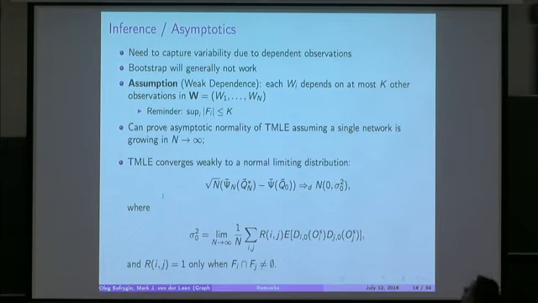Now, we make an additional assumption referred to as weak dependence, where we say that each baseline covariate depends only on a finite number of other baseline covariates, which is k at most. And remember, we bounded our friend sets by k, so this is where it essentially comes from. Under this weak dependence assumption, we can prove asymptotic normality of our TMLE estimator, and of course, under certain conditions on the second order terms.